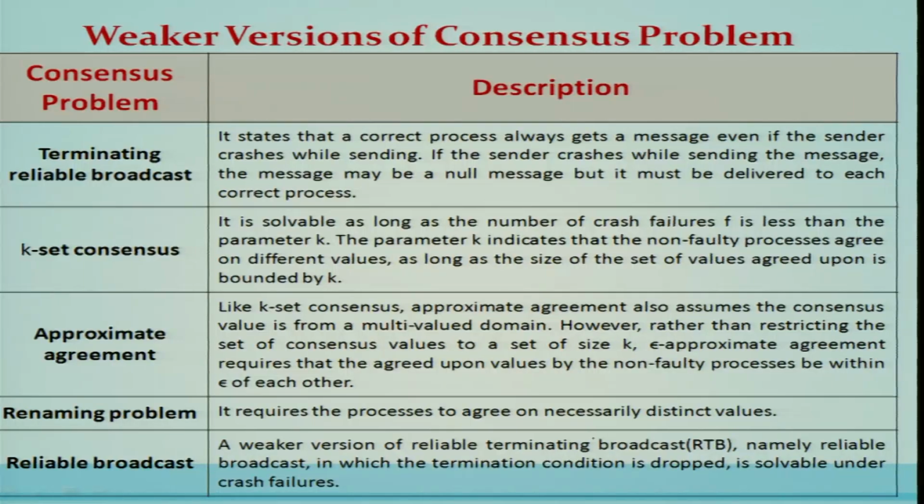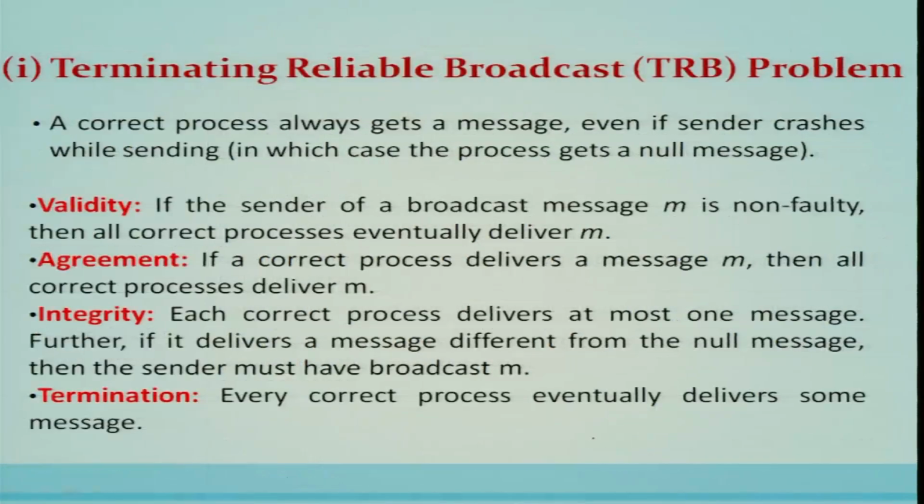That is why weaker versions of the consensus problem in the asynchronous model of communication are devised, and these are called terminating reliable broadcast, k-set consensus, epsilon approximate agreement, the renaming problem, and reliable broadcast. Terminating reliable broadcast problem: a correct process always gets a message even if the sender crashes while sending it. Validity: if the sender of the broadcast message M is non-faulty, then all the correct processes eventually deliver M.